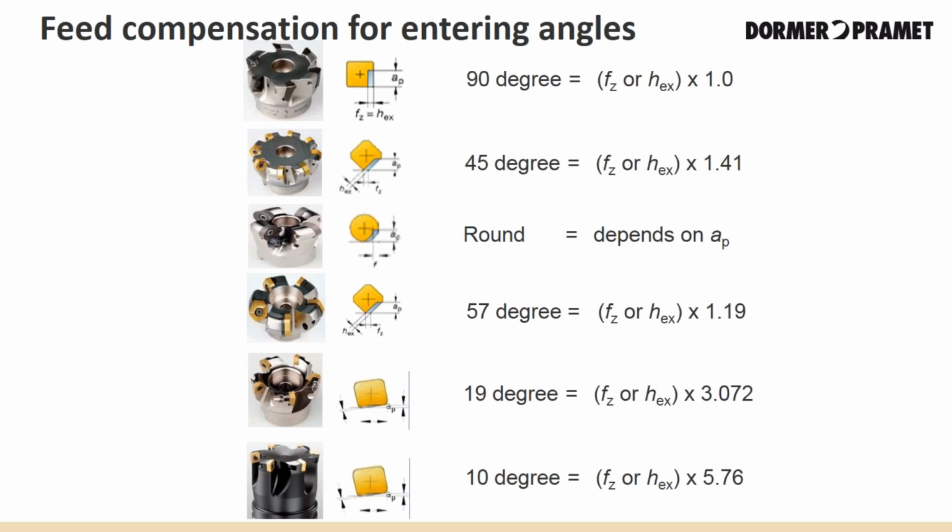So looking at chip profile, it is one of the factors that influences the cutting edge stress and cutting force magnitude. These cutters above show examples of compensation for each specific cutter. These are constant numbers that are given. These values are associated, in this case, a 90-degree has a constant of 1.0. A 45-degree has a compensation constant of 1.41. A 19-degree down here has a constant of 3.072. And the last one down here, a 10-degree, has a constant of 5.76.